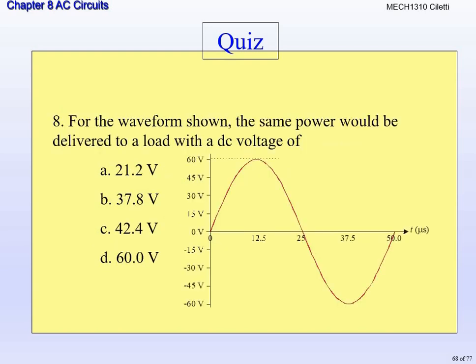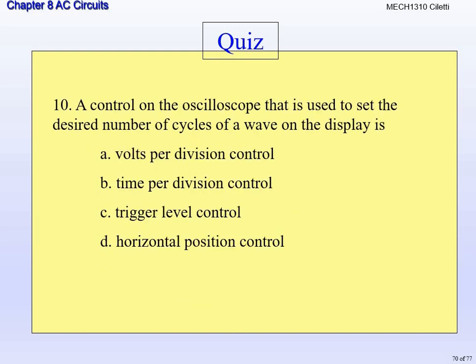For the waveform shown below, the same power would be delivered to a load with a DC voltage of what? What should you be thinking here? Where are AC and DC equal to each other? The RMS, so you should be going 60 volts times 0.707 and getting 42.4 volts. We'll do one more here. A control on the oscilloscope that allows you to set the desired number of cycles of a wave on the display is... This isn't one I talked about too much, but that's the time per division. I'll cover in another lecture how we change the X and Y values, but it's time per division.